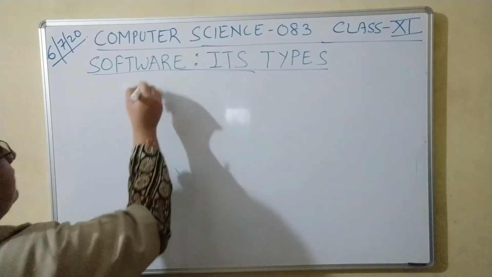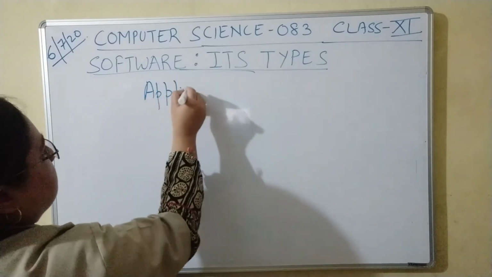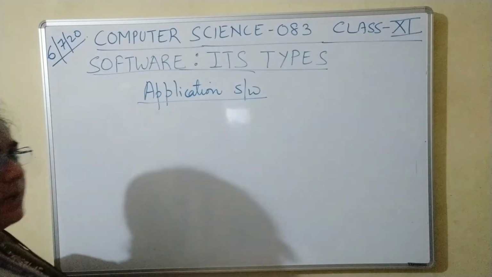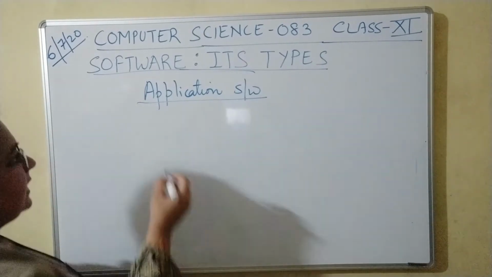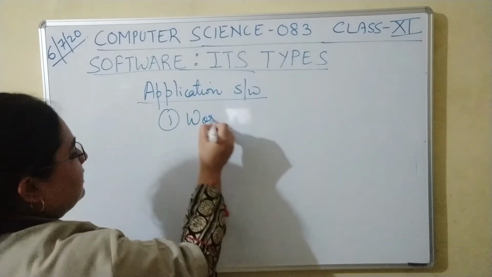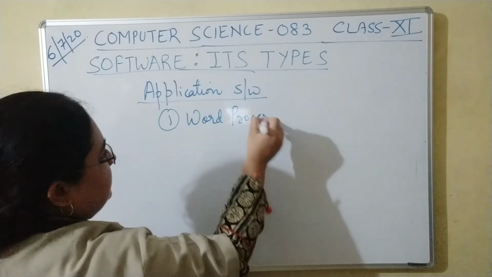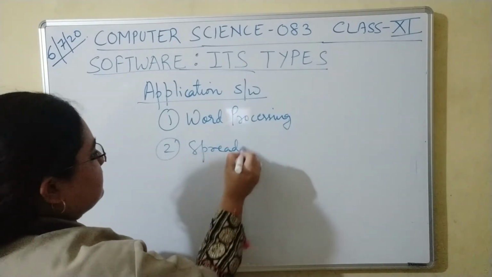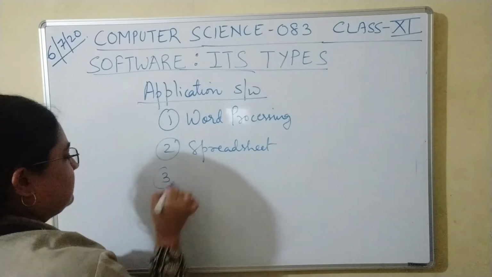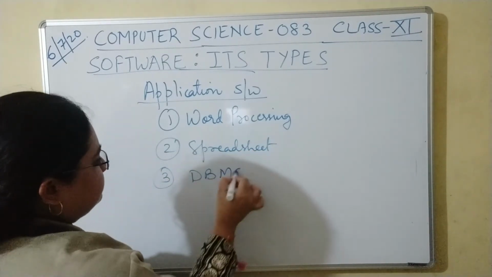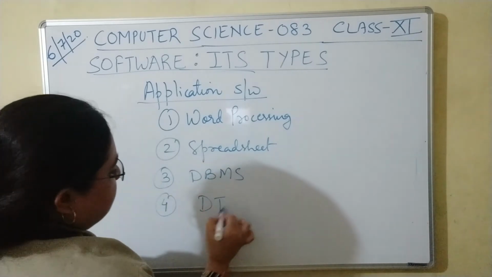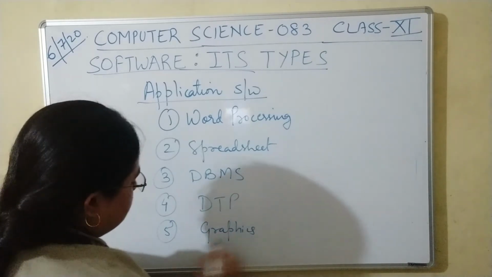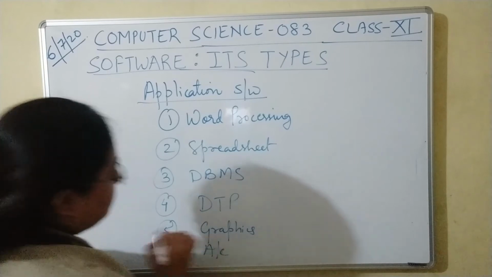The application softwares perform a multitude of tasks. That is, there are varied numbers of tasks which they can perform. Word processing, spreadsheet applications, database management, DTP, that is desktop publishing, graphics and multimedia, and various other such activities, accounting softwares, and many others.